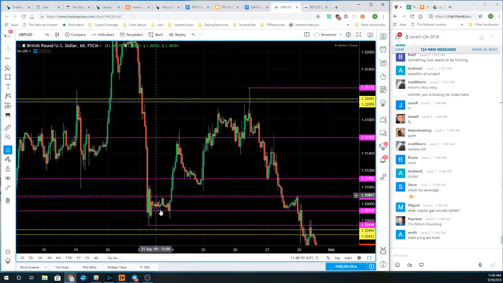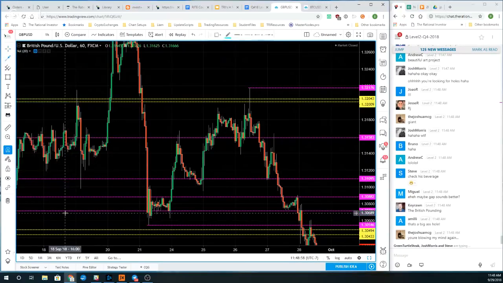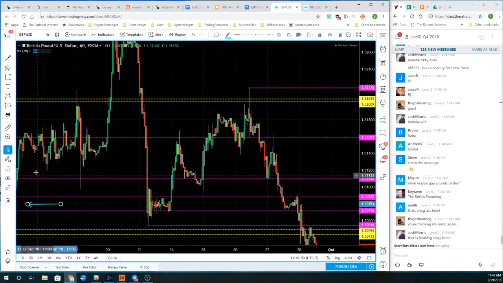And look at this action through here. Remember, these levels were drawn from previous, all these lines that you see were drawn from way back over here. And yet, look how the market respected these levels. Doink, doink, doink, doink, doink, woohoo! This is what we call horizontal support and resistance.